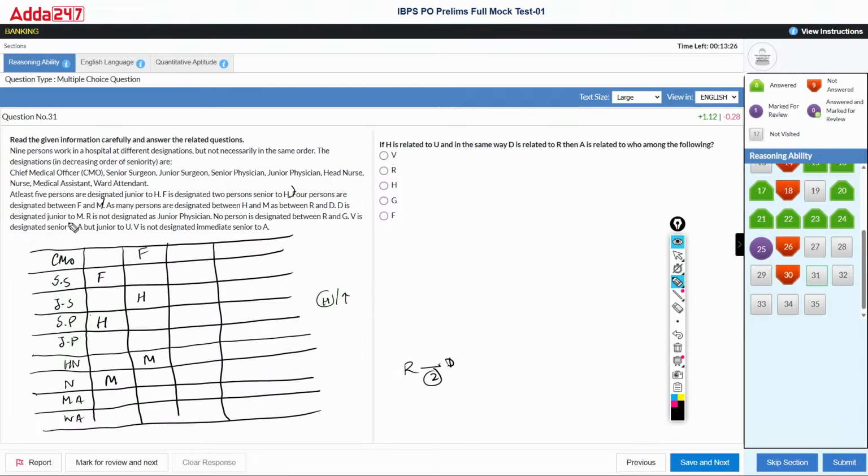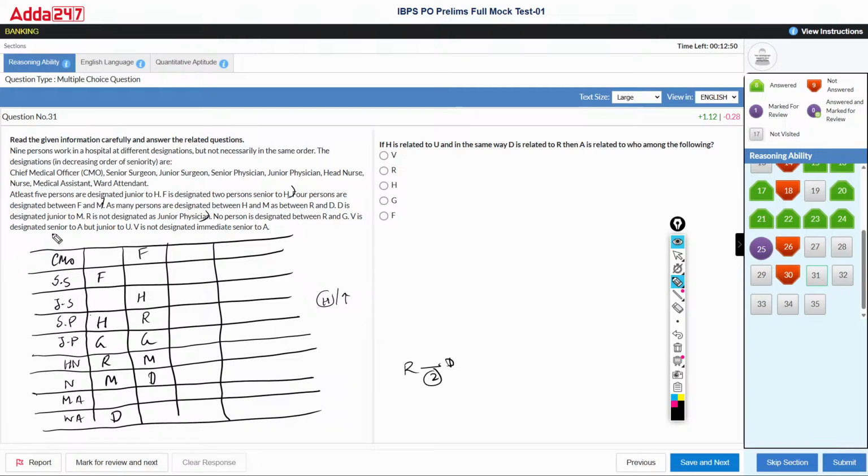D is designated junior to M. D here. Okay, D cannot be here. D can be here, 1 to M. D can be here, 1 to R. Okay. R is not designated as junior physician, so R not here. So R has to be here, 1 to D. No person is designated between R and G. R and G.